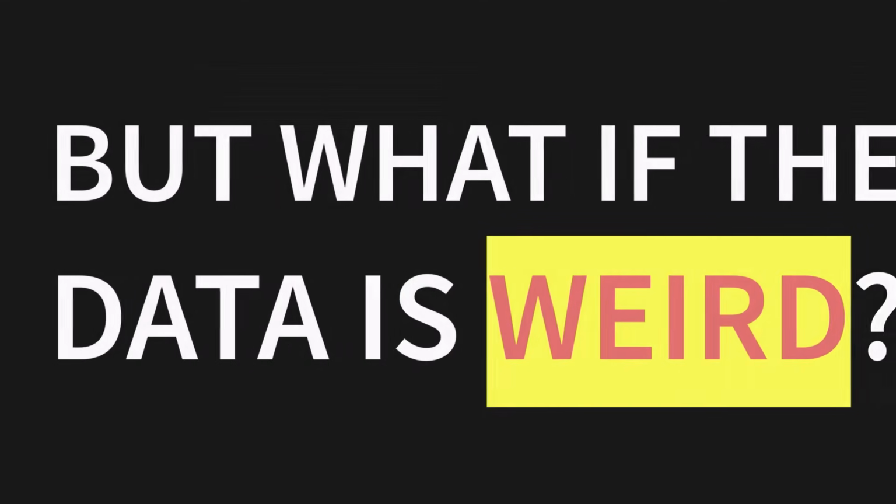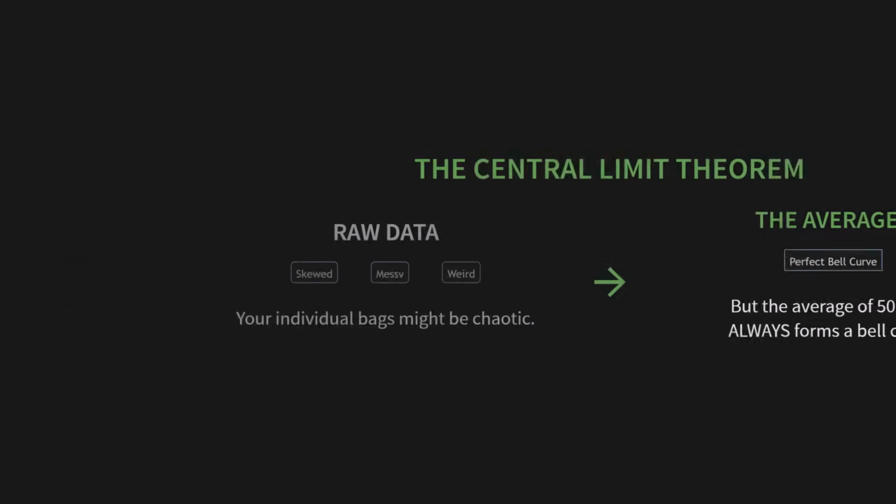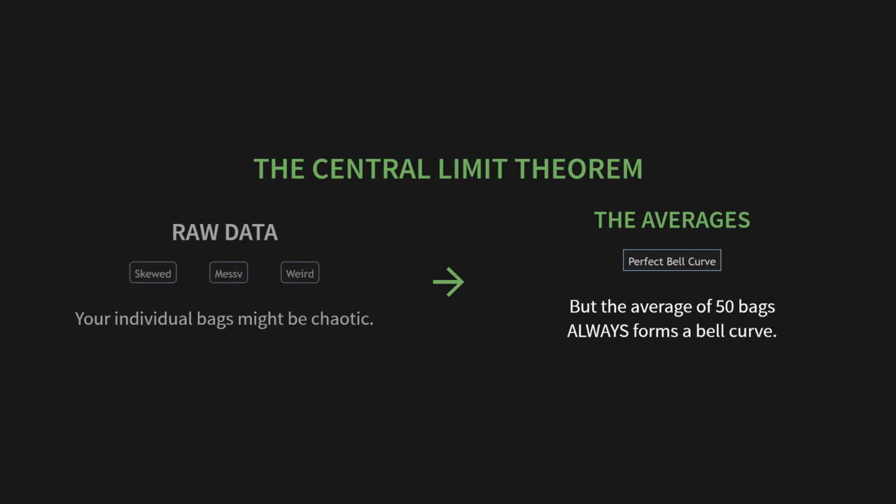But you might be thinking, what if the data is weird? What if the weights of individual bags aren't a perfect bell curve? And here is the single most important concept in all of statistics. It's called the central limit theorem, and it makes a beautiful promise. Look at this diagram. On the left, you see the raw data. Your individual bags might be chaotic, skewed, messy, weird. It doesn't matter. Because if you take the averages of samples, like the average of our 50 bags, those averages will always form a perfect, predictable bell curve, every single time. This is our secret weapon.